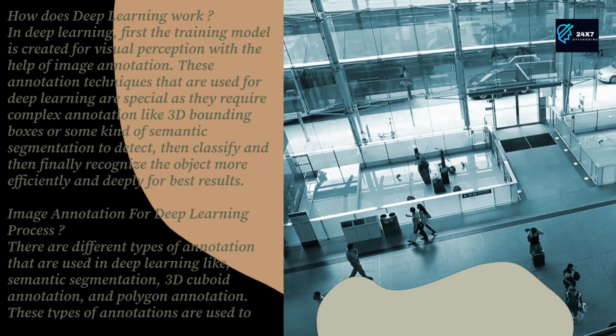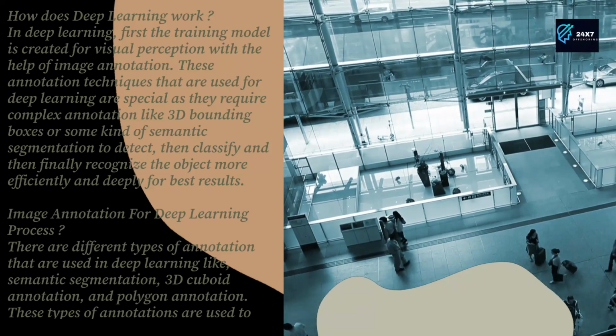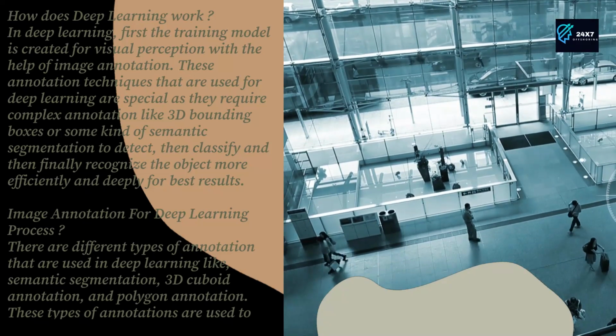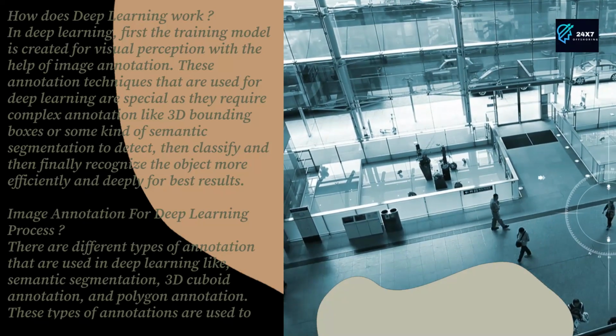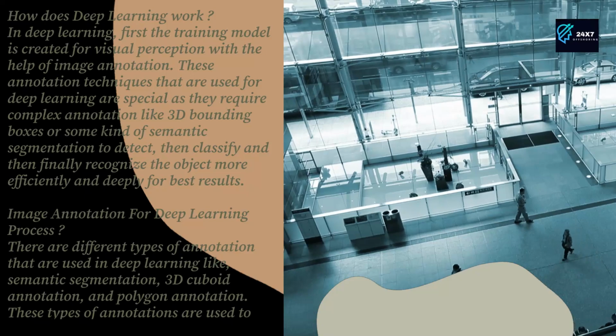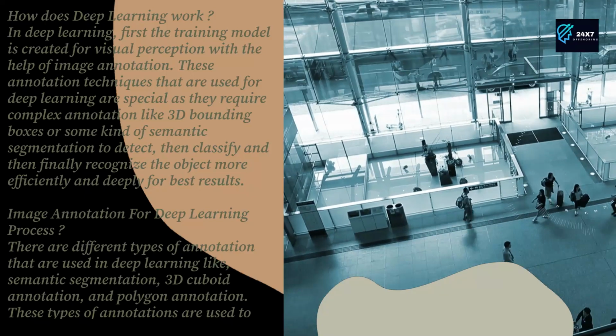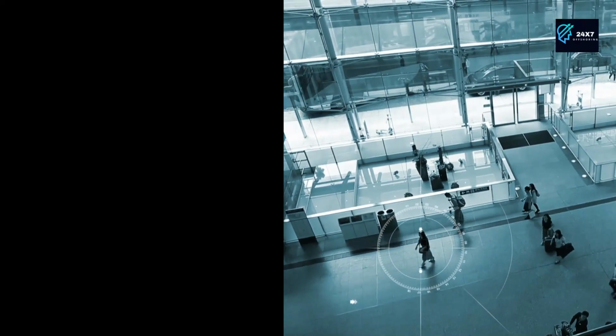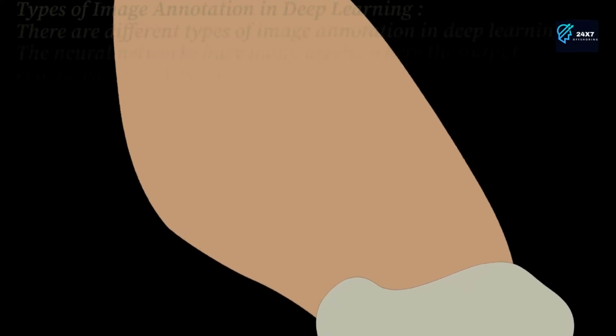Image annotation for deep learning process. There are different types of annotation that are used in deep learning like semantic segmentation, 3D cuboid annotation, and polygon annotation. These types of annotations are used to annotate the images using different suitable tools to make objects more defined for analysis in deep learning. Types of image annotation in deep learning. There are different types of image annotation in deep learning.